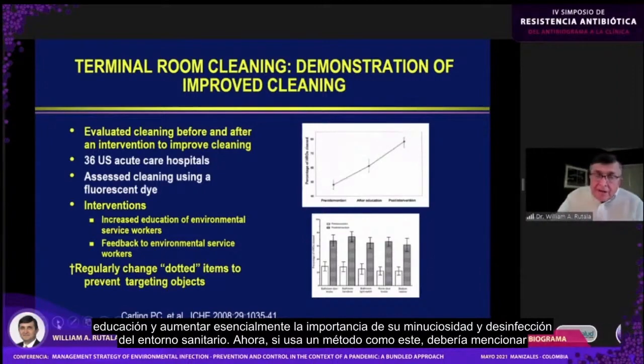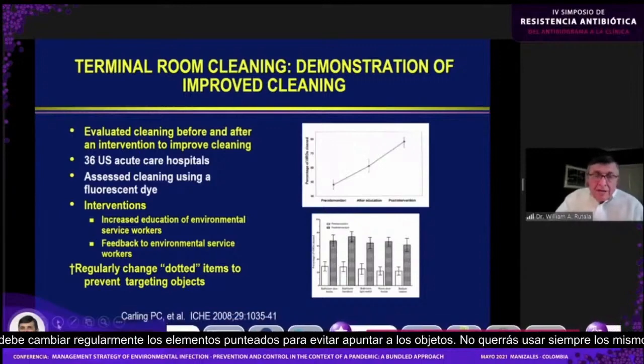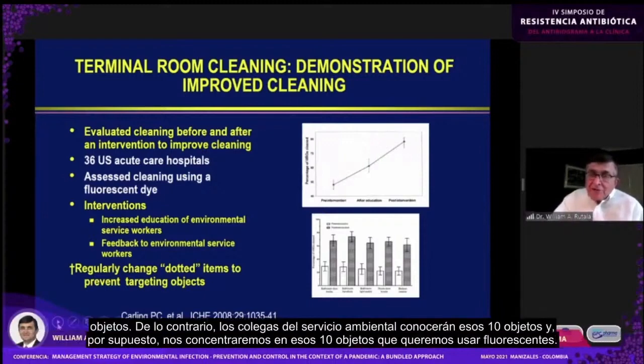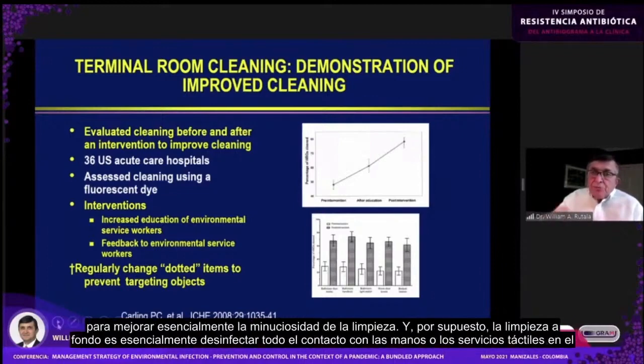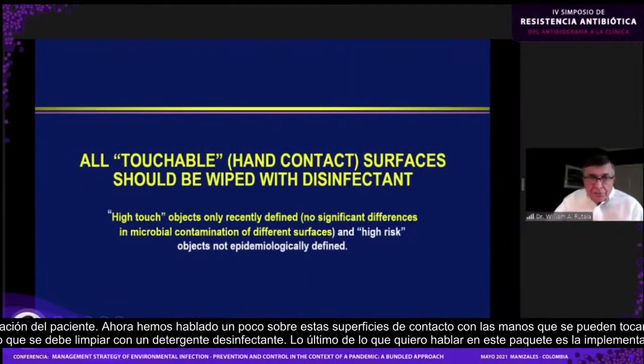Now, if you use a method like this, I should mention that you should regularly change the dotted items to prevent targeting of the objects. You don't want to always use the same 10 objects, otherwise environmental service colleagues will know those 10 objects and of course will concentrate on those 10 objects. We want to use fluorescence to essentially improve thoroughness of cleaning. And of course, thoroughness of cleaning is essentially disinfecting all the hand contact or touchable surfaces in the patient room.